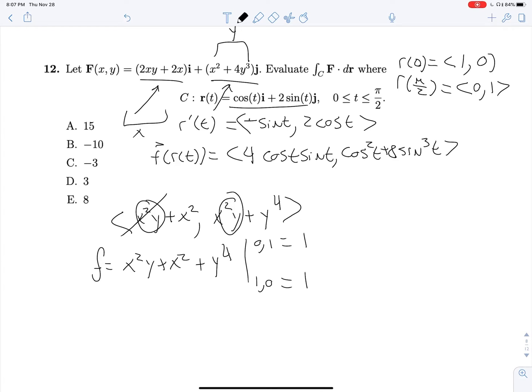Oh, okay. Quick little mistake over here. Pi over 2, 2 sine of pi over 2. That's going to give us 2 over here. So this is 0, 2, and so this is going to give us 16, and our answer is 15. Whoops, scared me for a second.